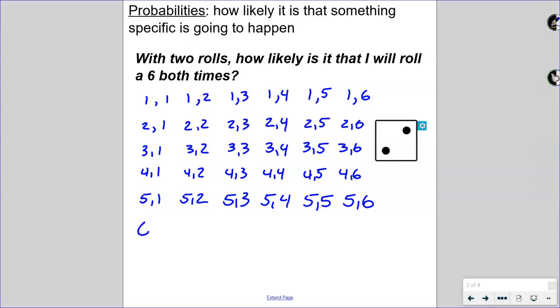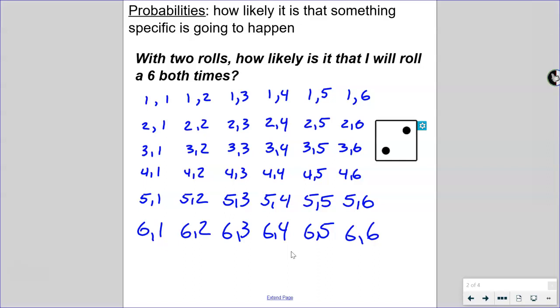Hey, look at it. I got a 6 on my first roll, but then I got a 1. I got a 6 on my first roll, but then I got a 2. I got a 6 on my first roll, and then a 3, a 6 and a 4, a 6 and a 5, and finally, here's the one we were looking for, a 6 and a 6. So here's the deal. We've just written down every possible thing that could happen when we roll that dice twice.